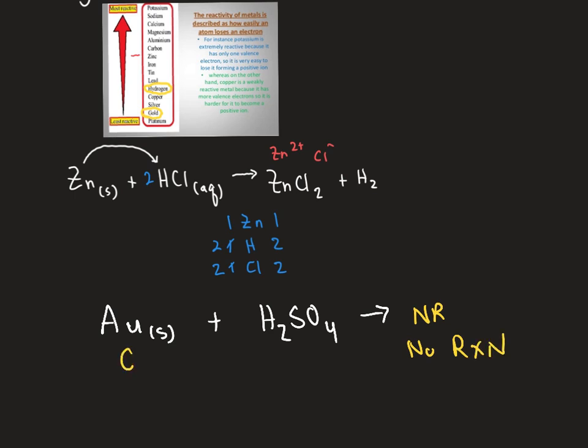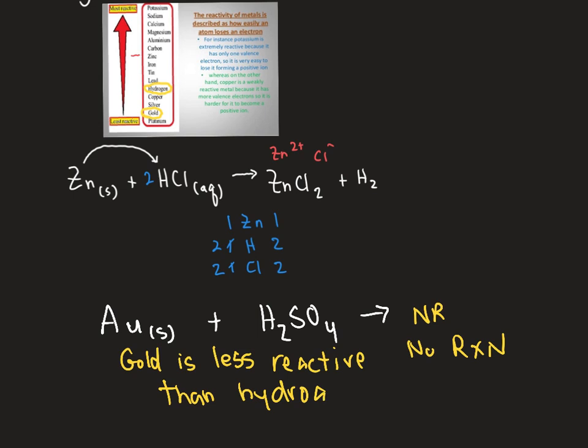Okay. Gold is less reactive than hydrogen. So no reaction takes place. Okay. The same thing can be said for copper, silver, gold, platinum. Those are all less reactive than hydrogen, so no reaction takes place, which is why you can also use vinegar, which is acetic acid, to clean pennies, because it gets rid of the dirt and debris and leaves nice shiny copper.